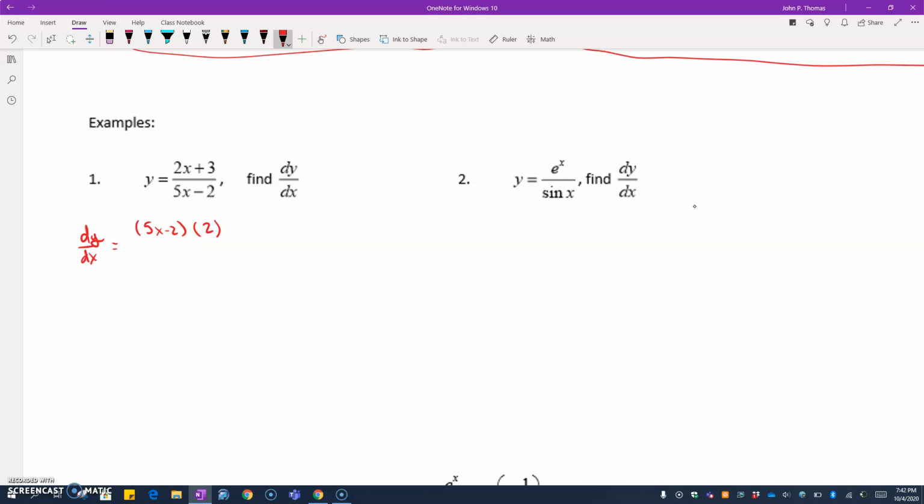So now we've got our low d high. Then minus high d low. So the high function, 2x plus 3. And the derivative of the denominator, or the low function, the derivative of 5x minus 2, is just going to be a 5. And that's all over low squared.